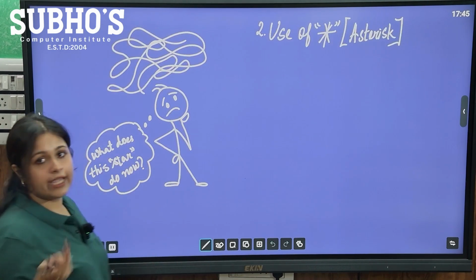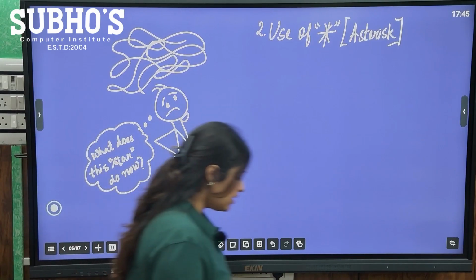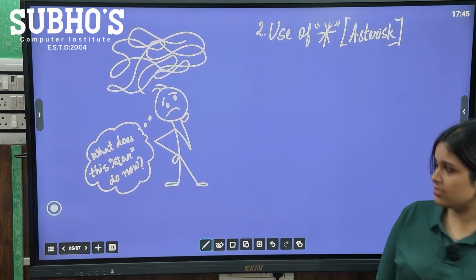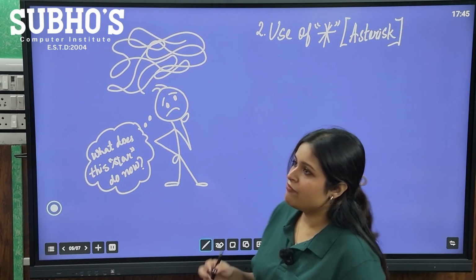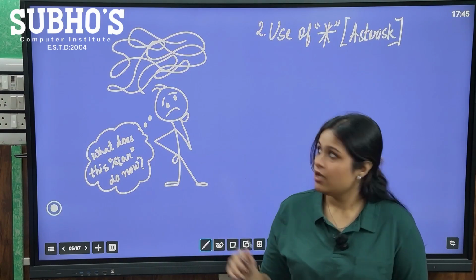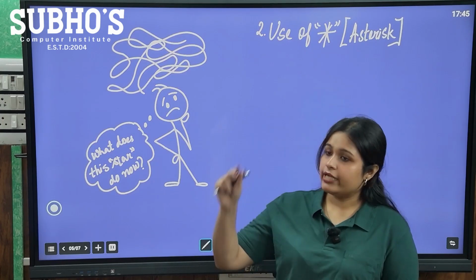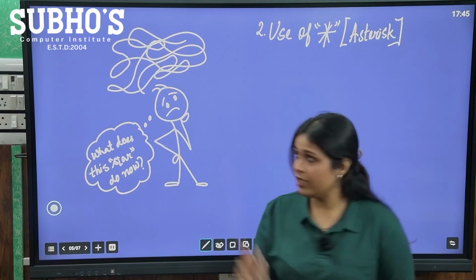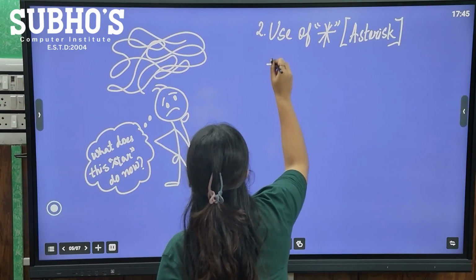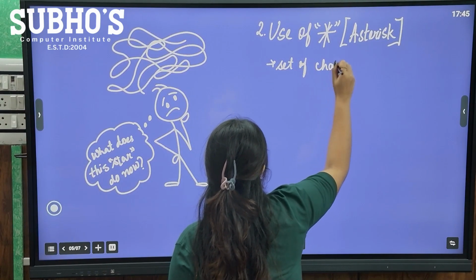And the second type of wildcard character that we have is an asterisk. Now, as far as this specific asterisk is concerned, it does not refer to a specific character or an individual character. Asterisk, we have to remember, refers to a set of characters, meaning it can have more than one set of characters.